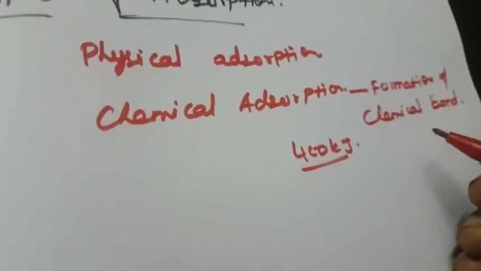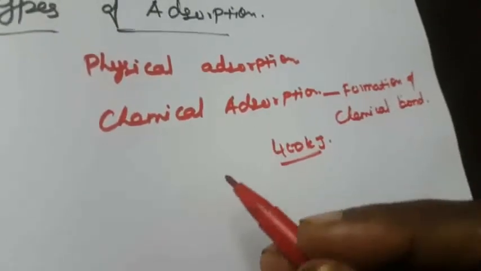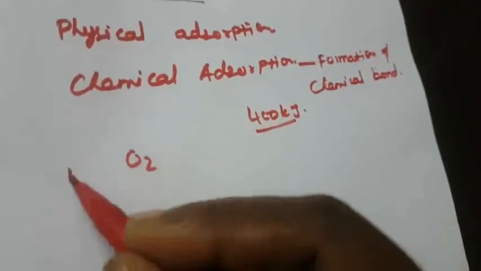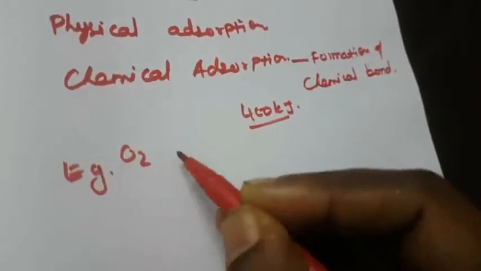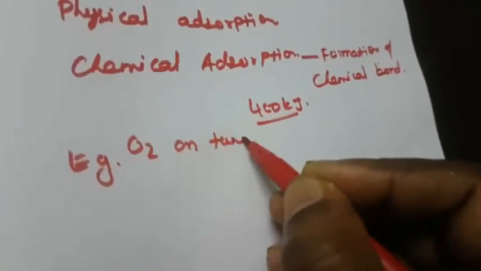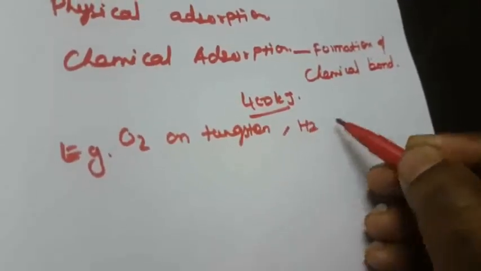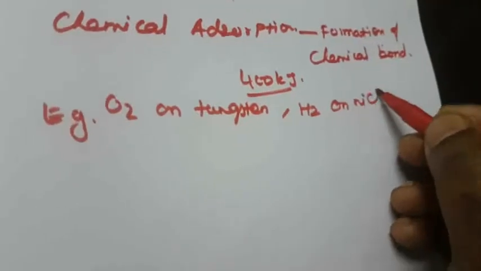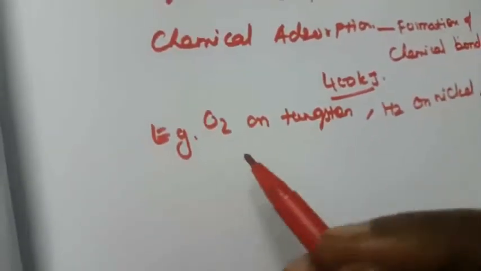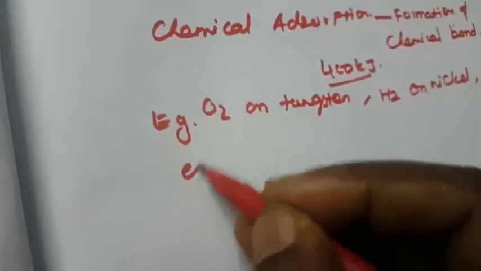Another point is examples: adsorption of oxygen on tungsten, hydrogen on nickel, and ethyl alcohol on nickel.